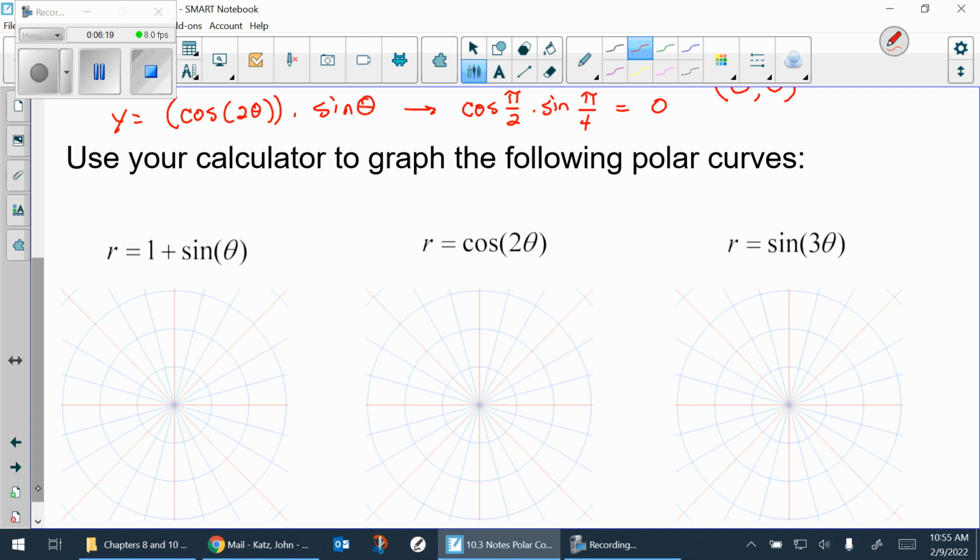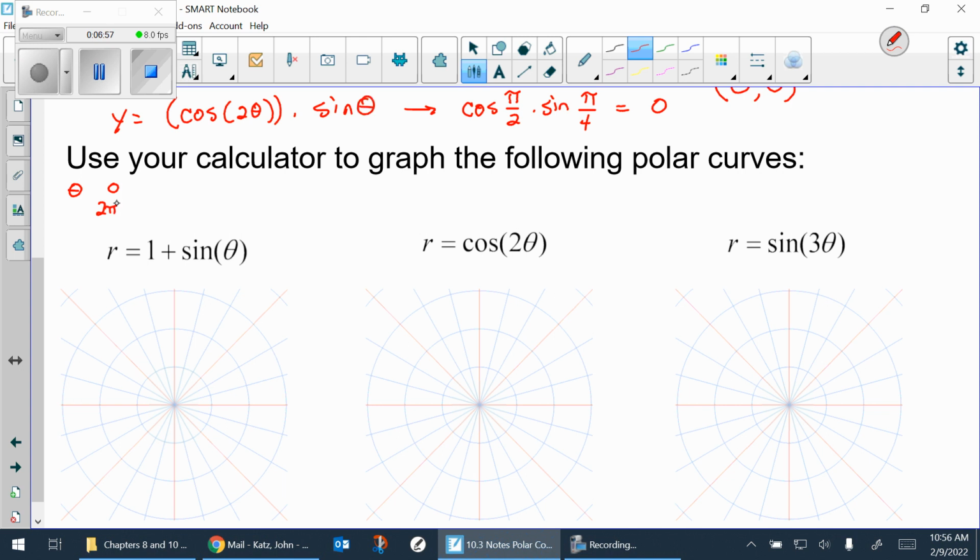And you'll notice that the x key, which when we were doing parametrics gave us the variable t, now that we're in polar mode, the x key will give us the variable theta. Now I've also got to set my window. And I think for all of these, I want theta to have a minimum value of 0 and a maximum value of 2 pi is a good idea.